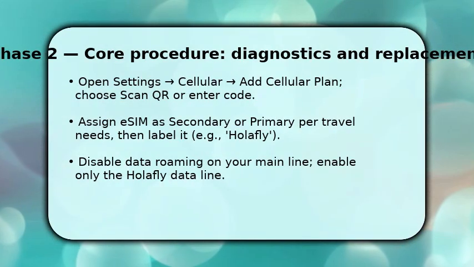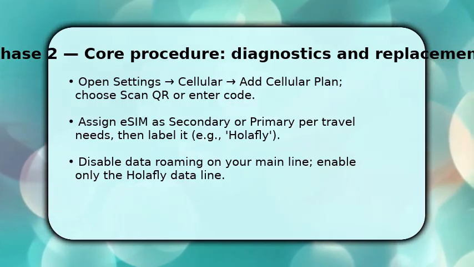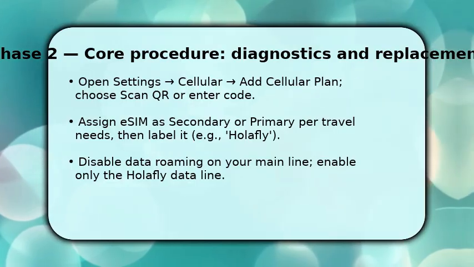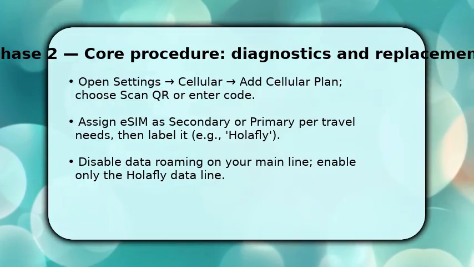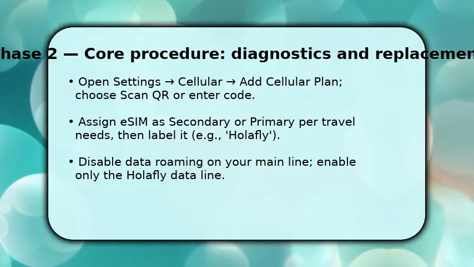You now install the Holafly profile by choosing Settings, Cellular, and Add Cellular Plan. Then scan the QR or type the activation code. Once added, assign the profile as secondary or primary, depending on whether you keep your home SIM active. Make sure to label the plan clearly so you can switch quickly.